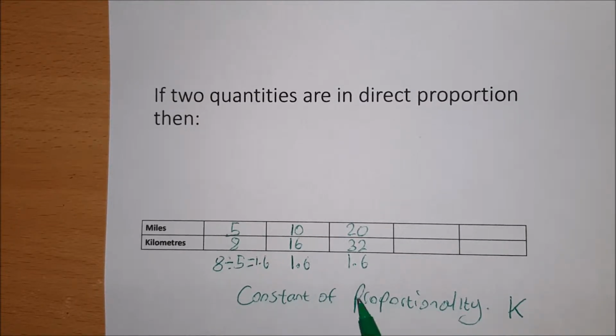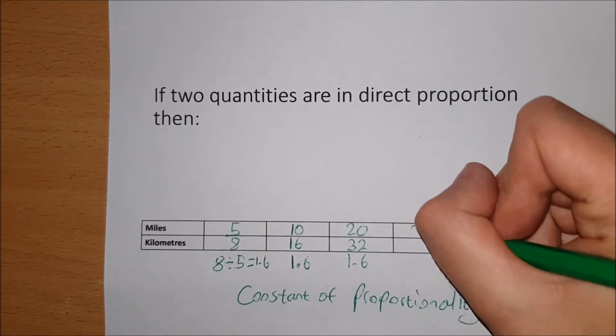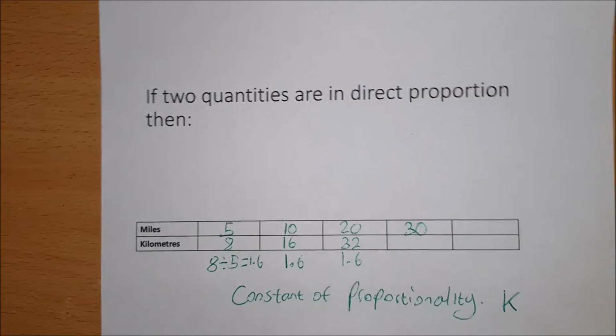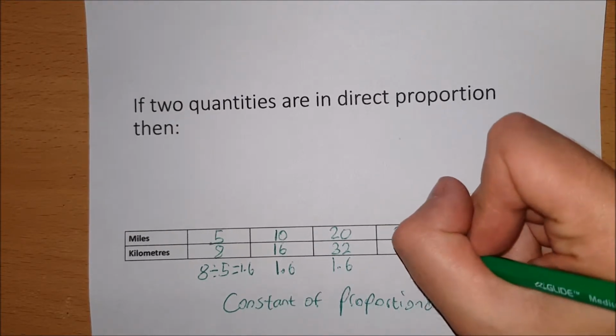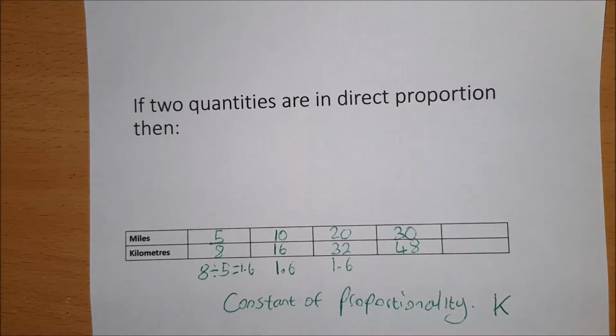So we can use this number because if I said that I'd gone 30 miles, then we could find the amount of kilometres that we need to go, because it'd just be 30 times by 1.6. And 30 times by 1.6 is 48. So we know that we've gone 48 kilometres.